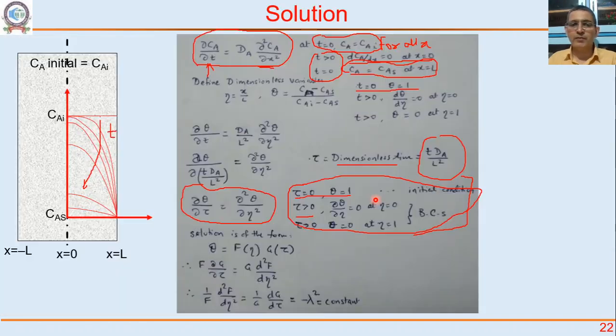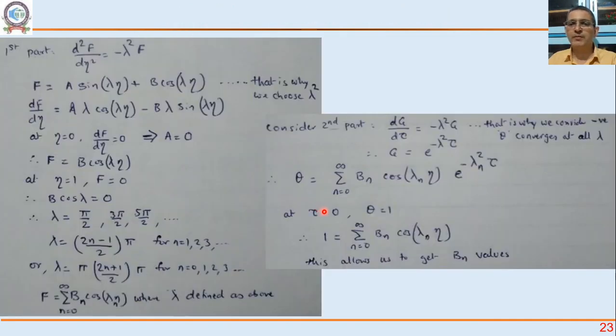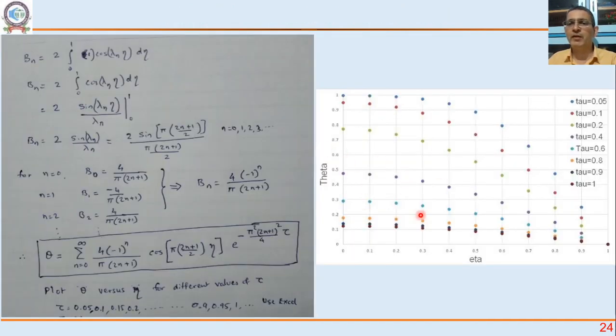Okay, what do I want? What do I want to find? First of all, find an expression of how Ca varies with time. You got that? Something more from here. This is how concentration is going to vary with time and location. Something more from that. Look at the tau value of 1.